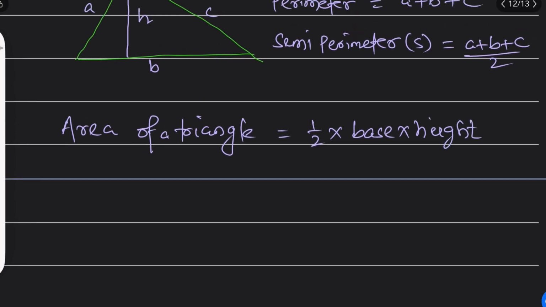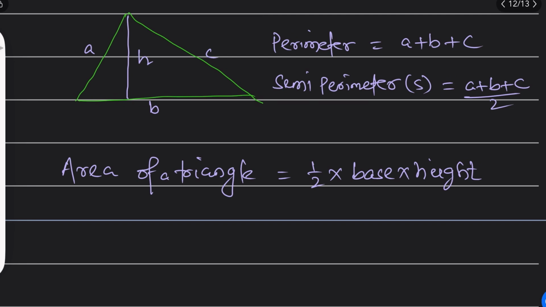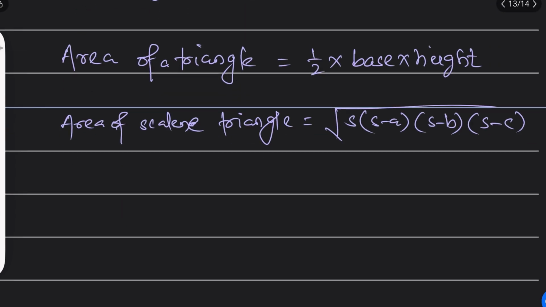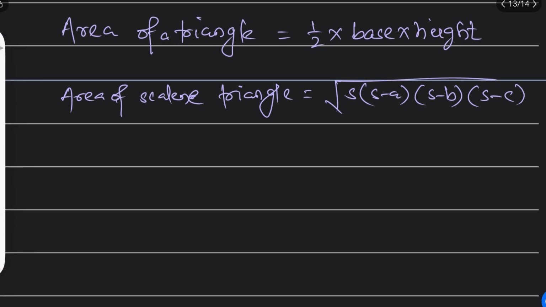The other formula is Heron's formula, which can also be applied. What is Heron's formula? The area of a scalene triangle can be written as the square root of S into (S minus A) into (S minus B) into (S minus C). This is the formula for the area of a scalene triangle that you should keep in mind.